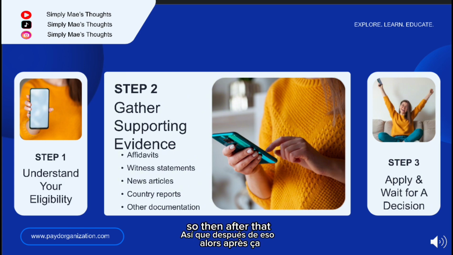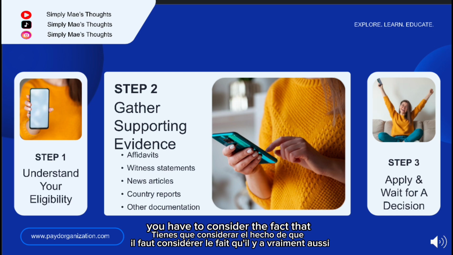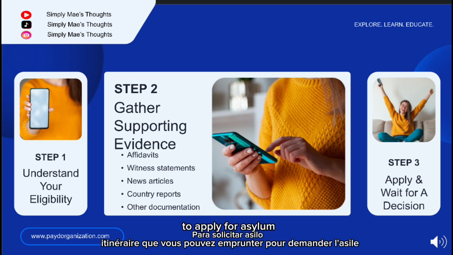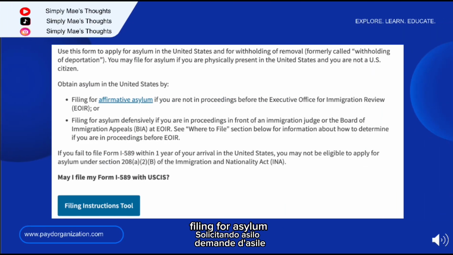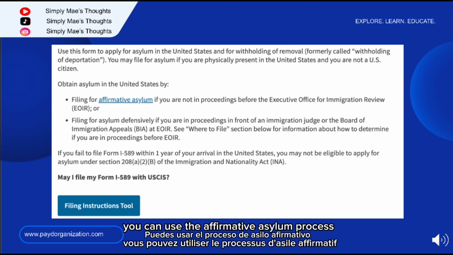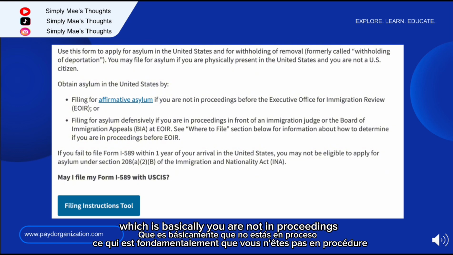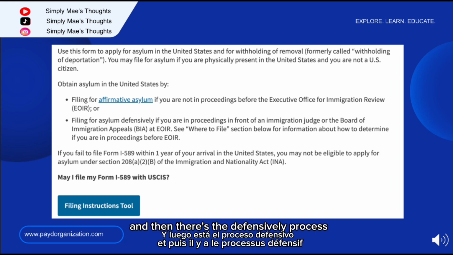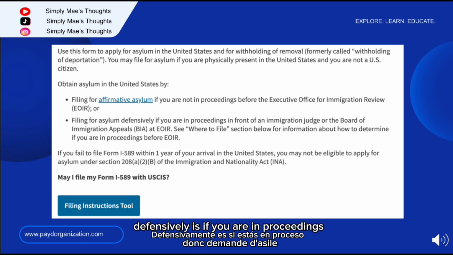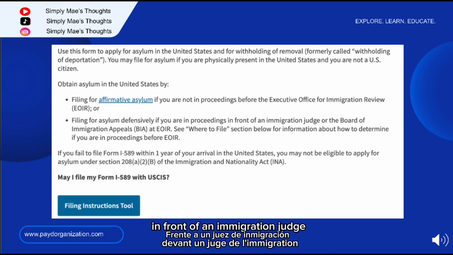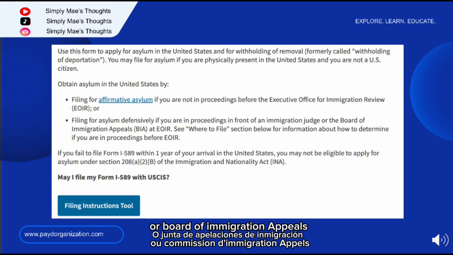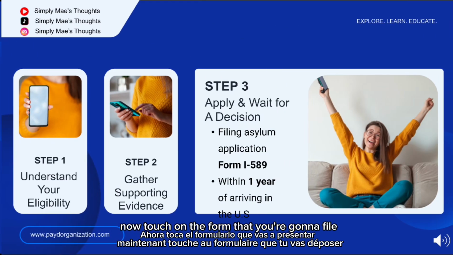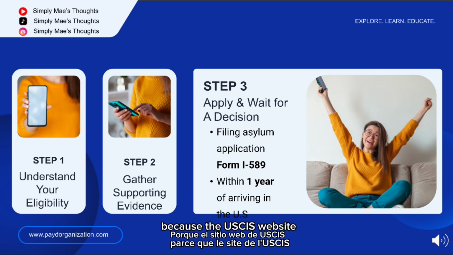So then after that, you have to consider the fact that there's really 2 routes you can take to apply for asylum. You can use the affirmative asylum process, which is basically you are not in proceedings before the Executive Office of Immigration Review. And then there's the defensive process. So filing for asylum defensively is if you are in proceedings in front of an immigration judge or Board of Immigration Appeals.